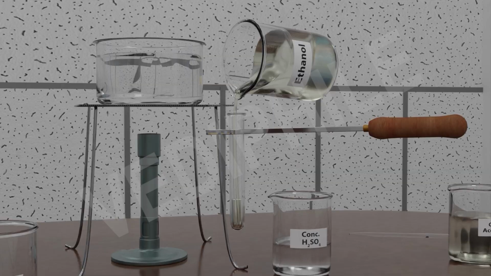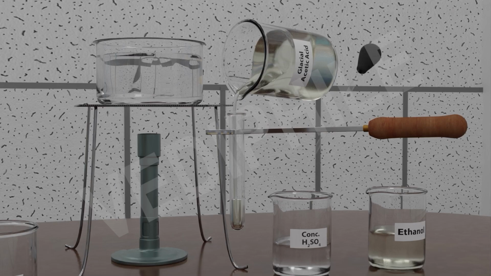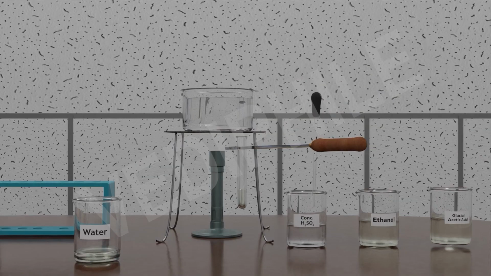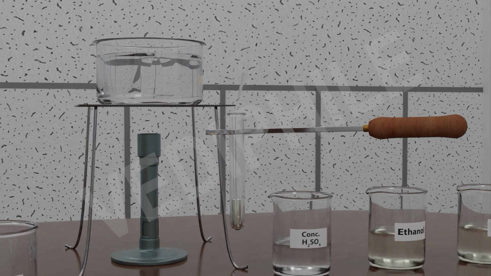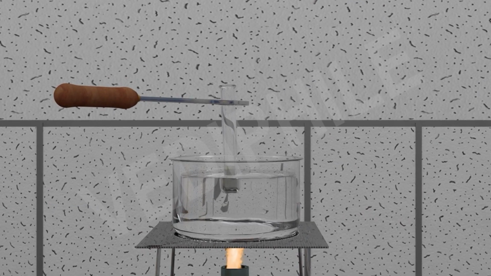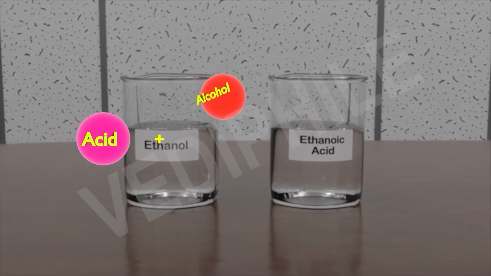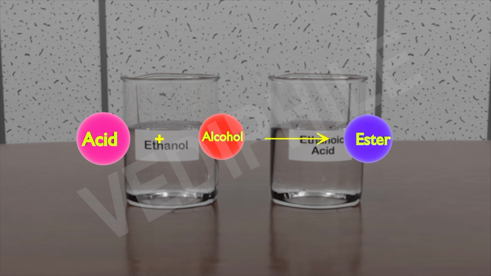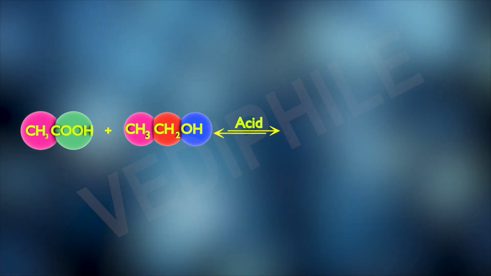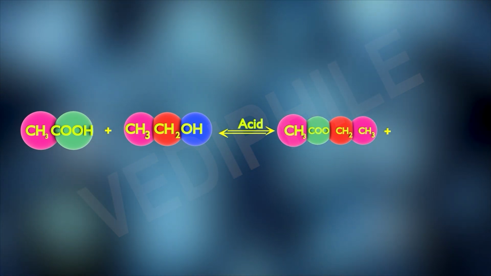Take 1 ml ethanol and 1 ml glacial acetic acid along with a few drops of concentrated sulfuric acid in a test tube. Now, warm in a water bath for at least 5 minutes. तो जब हम इथेनॉइक एसिड को अल्कोहल के साथ मिलाते हैं तो एस्टर बनता है और रिएक्शन होती है इस तरह से CH3COOH plus CH3CH2OH results in CH3COOCH2CH3 plus water.